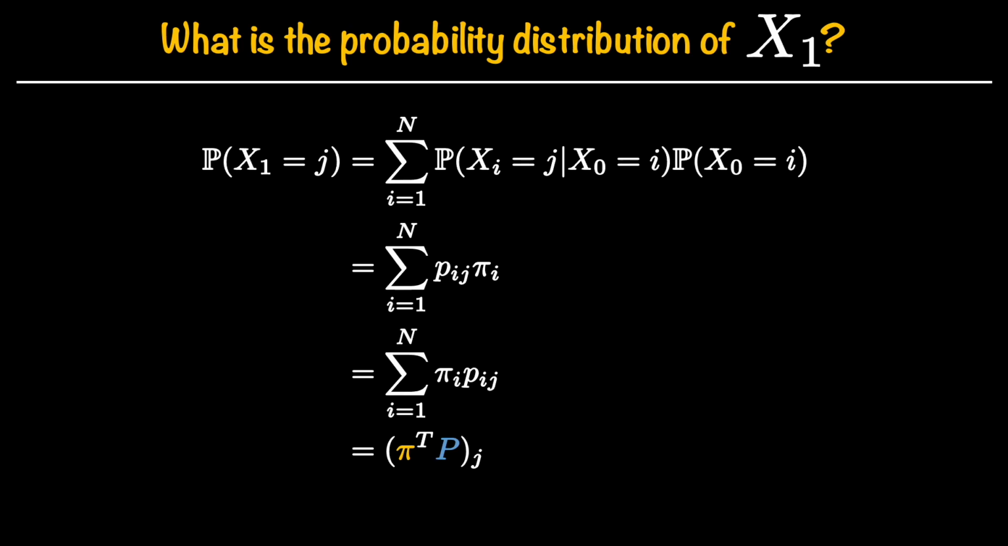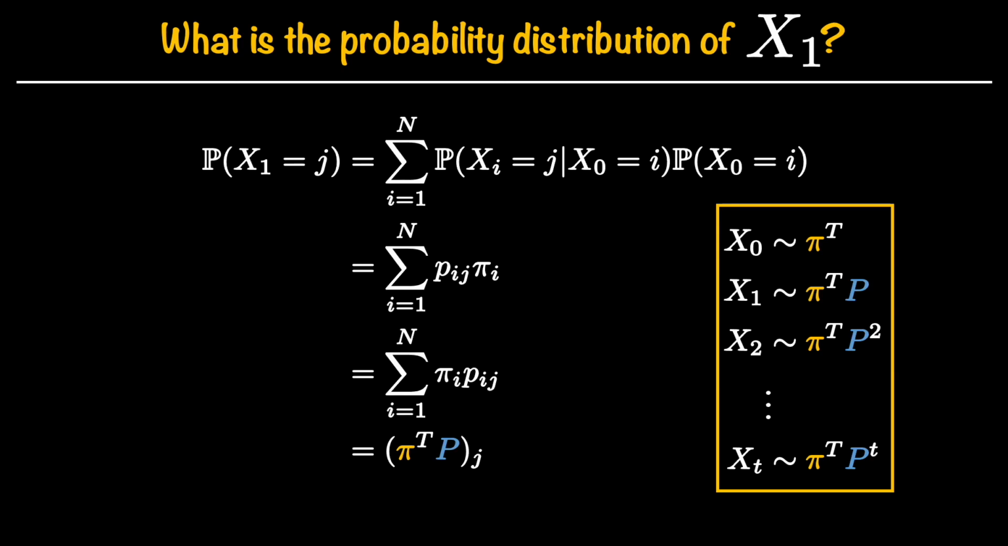Bottom line is that to get the distribution of the random variable at time step 1, we need to multiply the distribution of the random variable at t equals 0 with the transition matrix. There is a pattern here as well. If you are interested in finding the distribution at time step 2, then you will see that in that case we will be multiplying the row vector with the transition matrix squared. Here are the results. You can clearly see a pattern here.